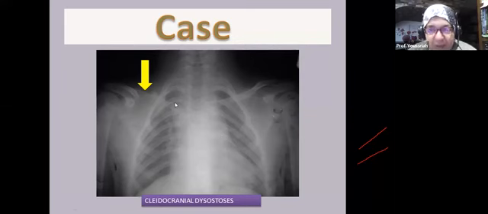The lateral aspect of a clavicle, bilateral or unilateral, may be missing. The middle part of the clavicle, uni or bilateral, may be missing. In addition, there are changes elsewhere in the body. This is cleidocranial dysostosis. It's a dysostosis.